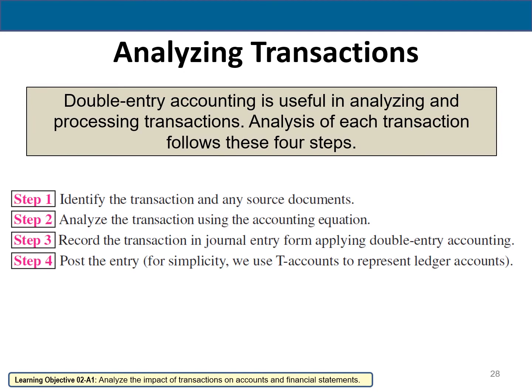All right, so we said just a couple slides ago, I believe, that there are 4 steps for analyzing transactions. Step 1, identify the transaction and any source documents. Step 2, analyze the transaction using the accounting equation, assets equals liabilities plus equity, right? Step 3, record the transaction in journal entry form using the double entry accounting approach. And then step 4, post the entry. And they're going to show us posting it to T accounts to represent the ledger accounts so you can see it all on one slide.